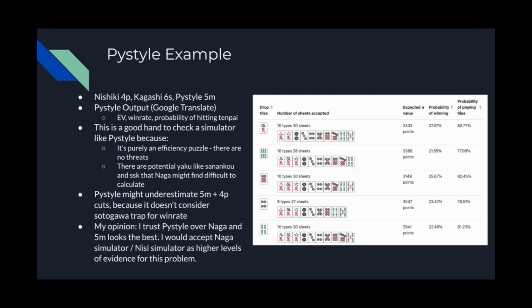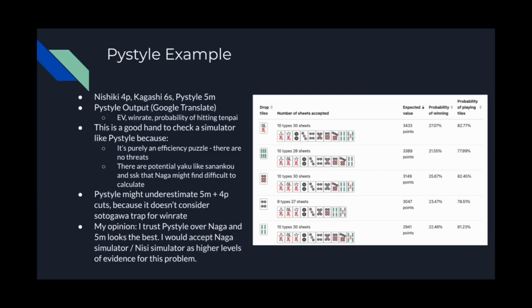I think Pystyle also underestimates the value of 5 mon and 4p slightly, because it doesn't consider Sotogawa trap for the increased win rate at the end if we hit Tenpai on that wait. So this is just my opinion, and there are many arguments to why my opinion is wrong, such as Pystyle not considering Chitoi, but I personally trust Pystyle over Naga for a variety of reasons that I mentioned, and I think 5 mon looks the best based on Pystyle's decision and Naga's decisions, just thinking about what each of the models do. It's possible that I'm underestimating the value of keeping Chitoi as an option, and maybe Naga, or one of the Naga models is correct.